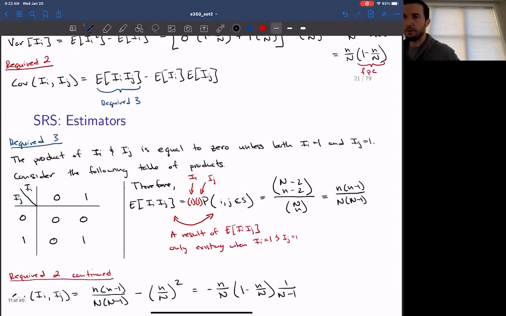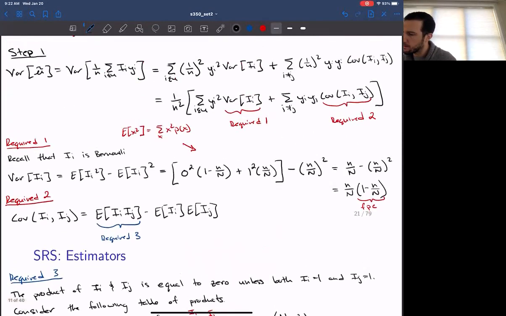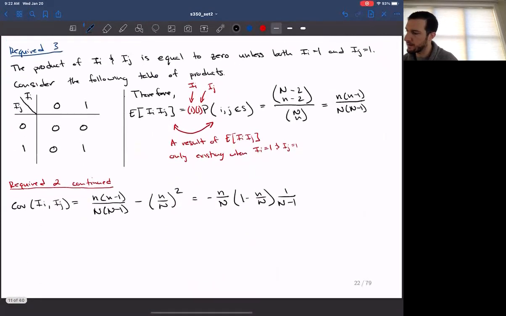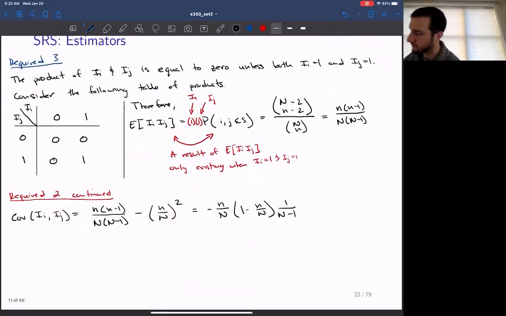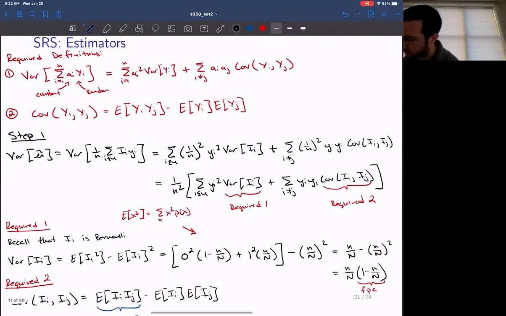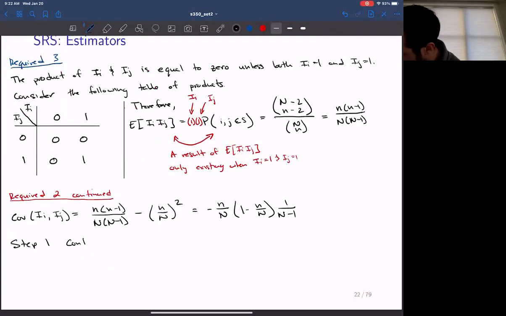Okay, so now we have the terms that we need to complete our proof for the variance of mu tilde. From this point on, effectively all we have to do is sub everything into the original expression, which was given at the top. I wrote that as step 1, so just for continuation's sake, we'll say step 1, continued.